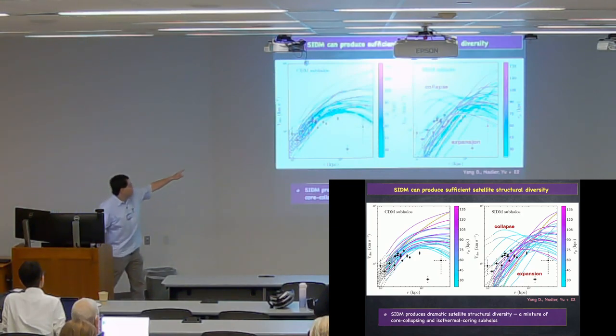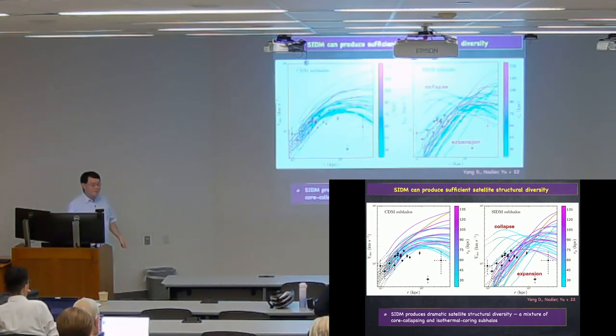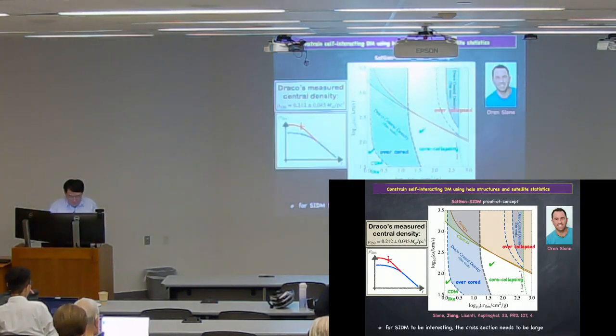Core collapse, the subhalos up there, and the isothermal core subhalos in the lower right corner. So we can also use observations of, like, Draco central density to put constraints on the cross section. I will skip the details for the sake of time, but just to mention that the only favored place, the only interesting regime for SIDM is large cross section, the lower right corner.